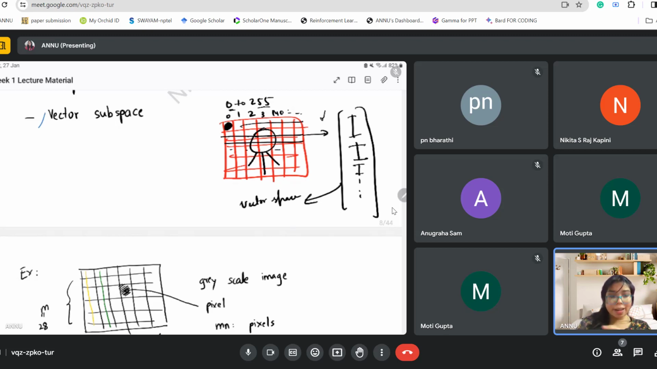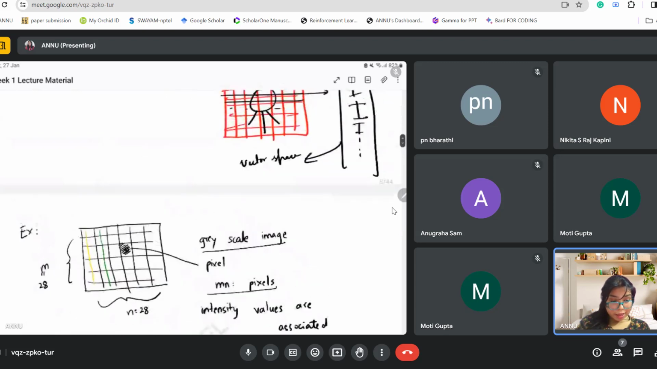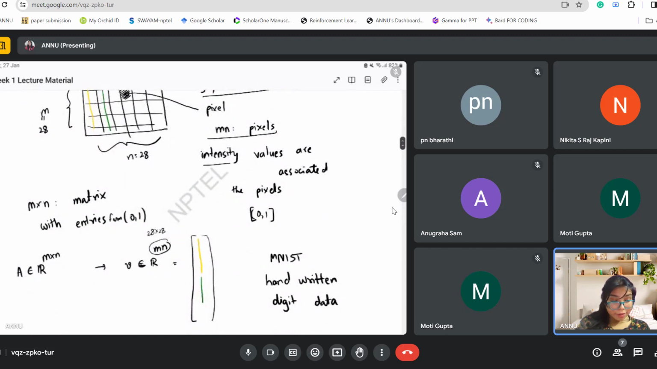And in practice, you will have abundant data that any machine learning model needs to train. So we generally store an image in the form of a vector to train any particular AI model to give you a fruitful output. Okay, so this is a grayscale image. It will have m cross n pixels. Intensity values can be in the form of 0 to 1 or 0 to 255, depending on grayscale or RGB values. RGB is red, green, blue.